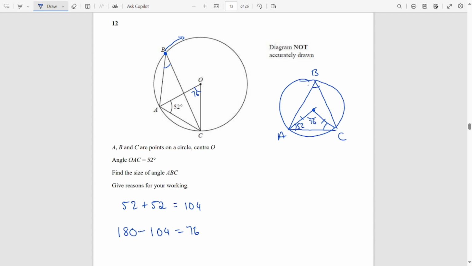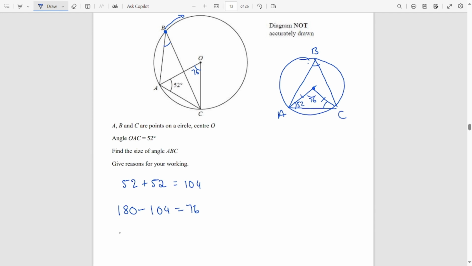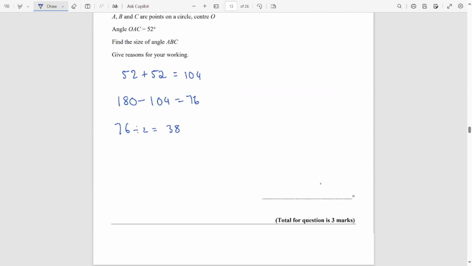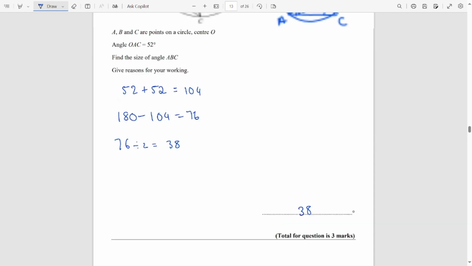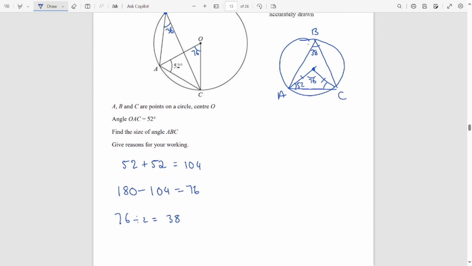And then, as I said before, once we've got that one, we can say that the angle at B is going to be half as much. So I'm going to do 76 divided by 2. And that is 38. And we are done. The answer is 38. This angle is 38 in my strange drawing, and this down here I can say is 38.